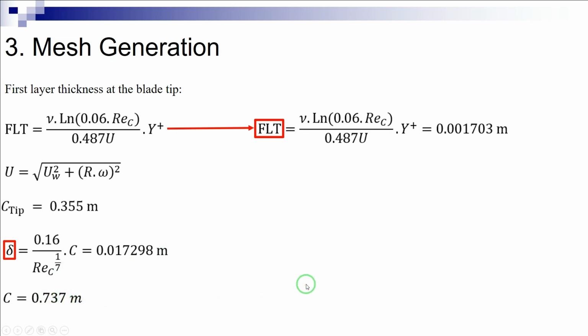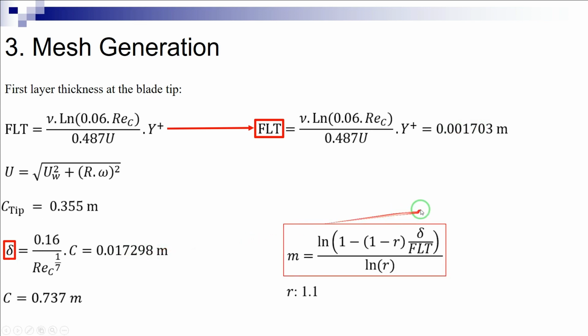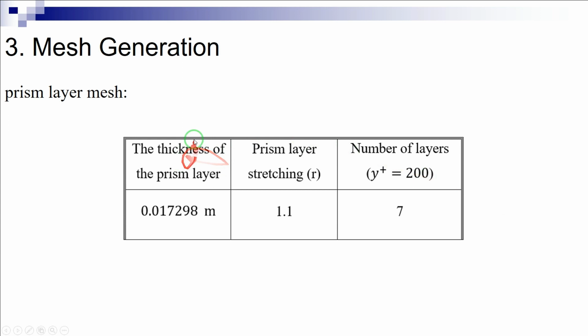0.737 meters. Finally, knowing the values of the first layer thickness and the vertical distance from the rotor surface occupied by the prismatic cells, we can estimate the number of prismatic layers using this equation. Here, the stretching factor R is assumed to be 1.1. Therefore, we will have the following values for the parameters of the prism layer mesh: the thickness of the prism layer, stretching R, and the number of layers. Note that we are going to set up the simulation for y plus equals 200, which is equivalent to the case where wall functions will be used by the turbulence model.